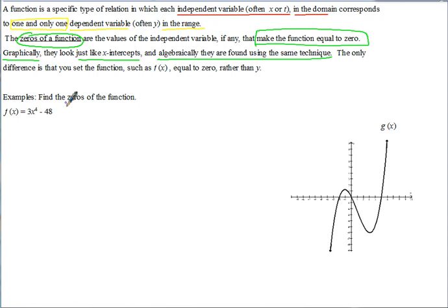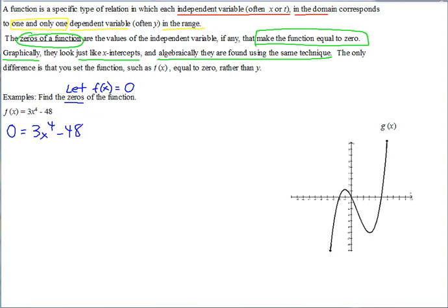So it says find the zeros of the function. Okay? So just like you would do for y-intercepts, to find the zero, so the x-intercepts, you normally let y equal 0, but in this case there's no y, you let f of x, which is in the place of y right there, equal to 0. So we got f of x equals 0, and then solve for x.